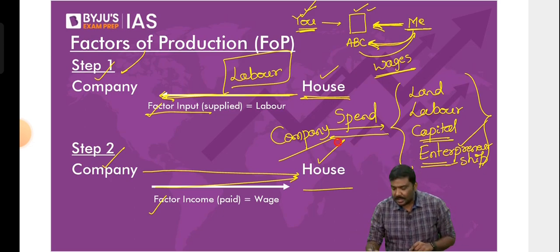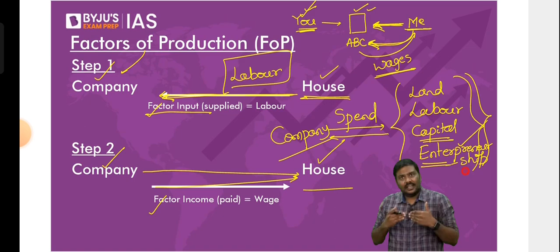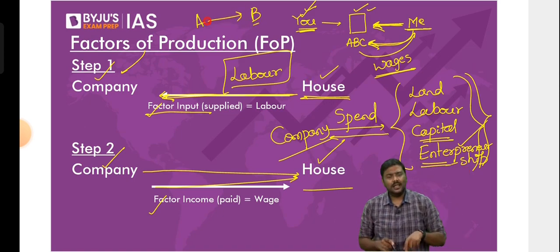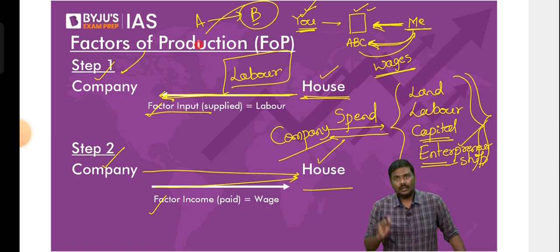Company has to pay something for all the factors of production. Right? Because they're using this, they have to pay money. Let me give a very simple example. Imagine you will move from point A to point B through Ola. You'll book an Ola, move from point A to point B. Will you pay money to Ola company? I can understand. You'll have to pay.